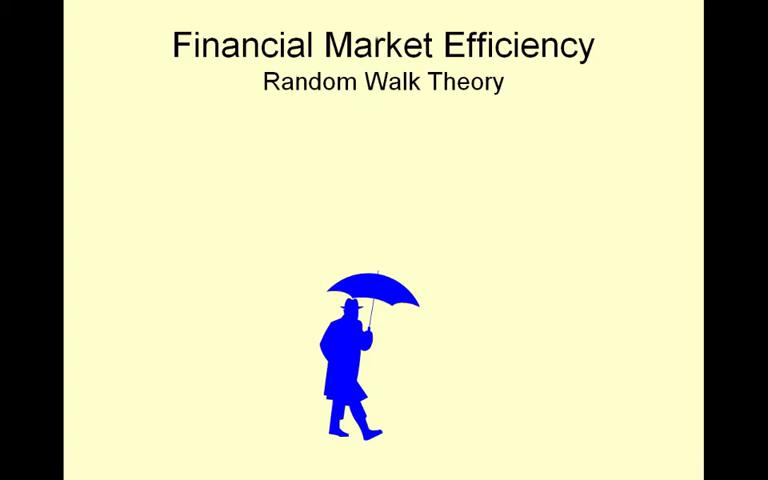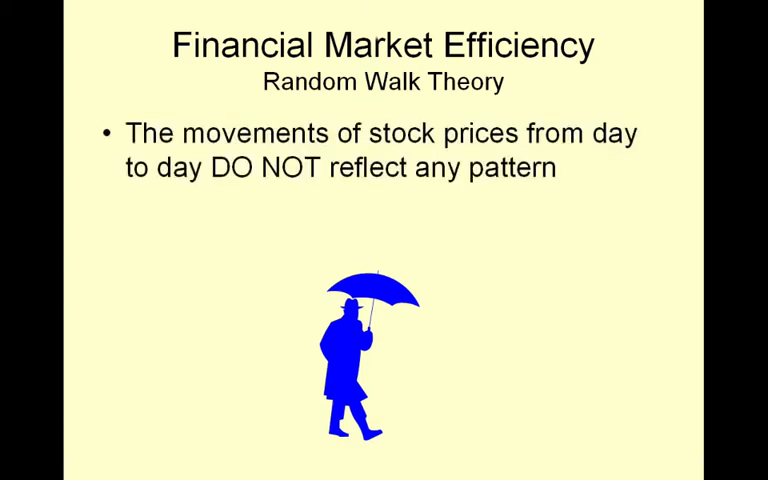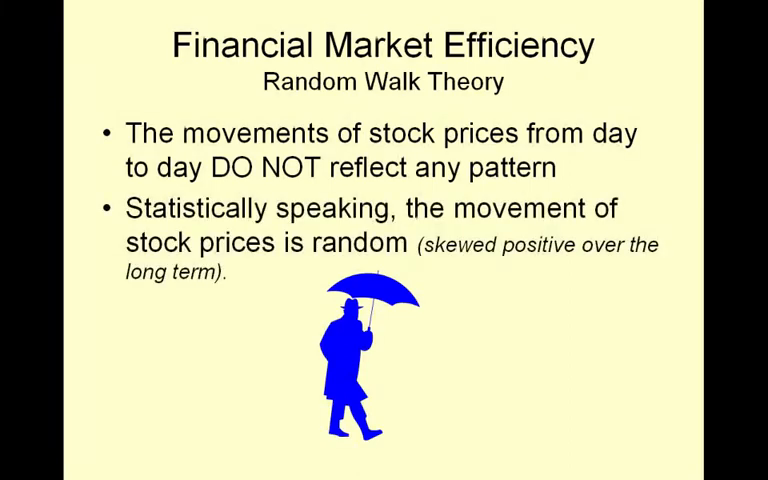We start with the random walk theory, which says that the movement of stock prices from day to day does not reflect any pattern. Statistically speaking, the movement of stock prices is random and skewed positive over the long term. As we have learned, the positive skew has produced a positive return on investment in stocks over the long run. But in the short run, you can't predict movements in stock prices based on previous stock price movements.